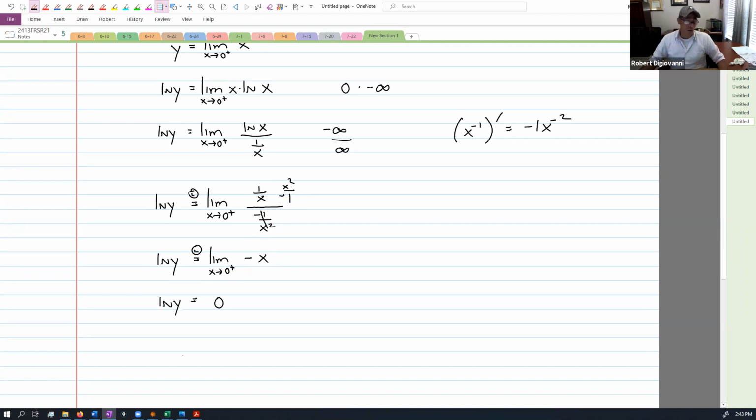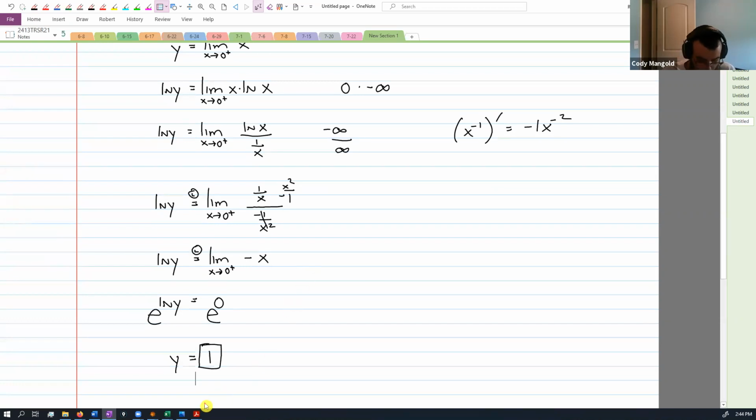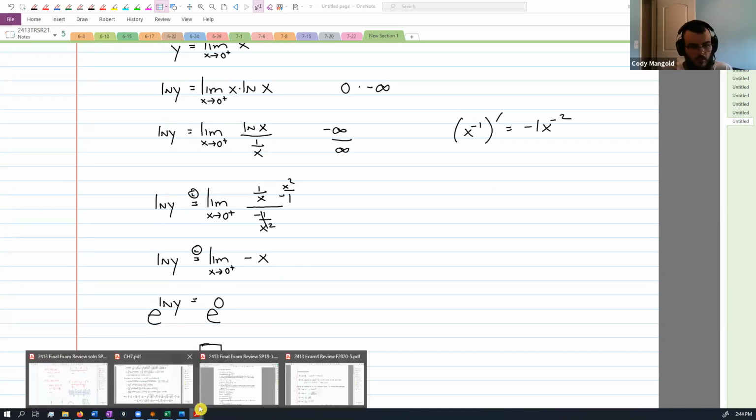So you have natural log of y equals 0. So now you bring in e on both sides, and you get y is equal to e to the 0, which is 1. So your answer is 1. I always forget that last step where you get ln of y is equal to 0 and then you e both sides.